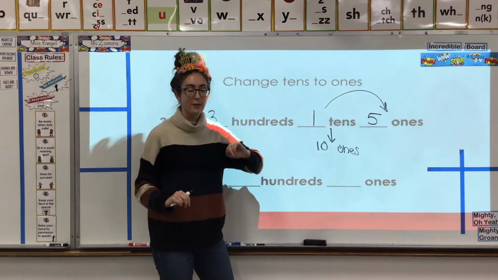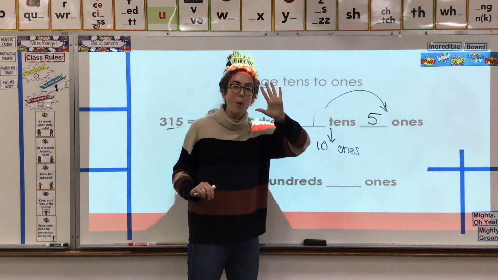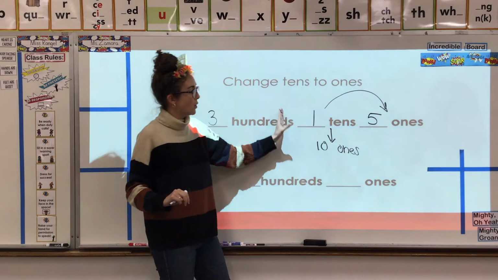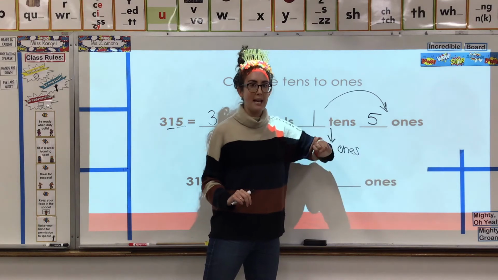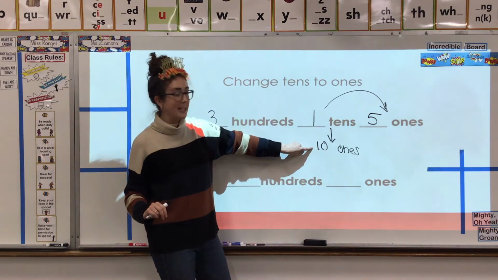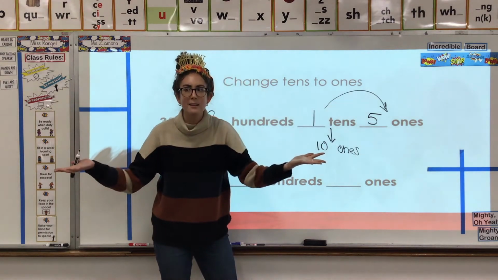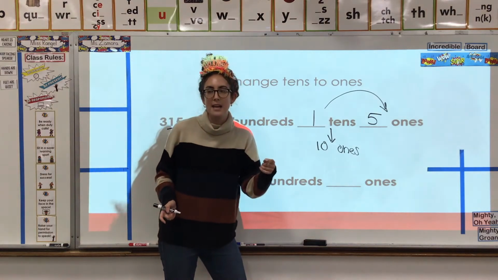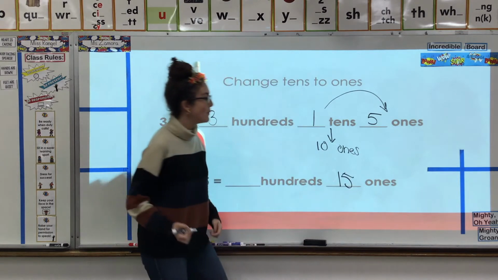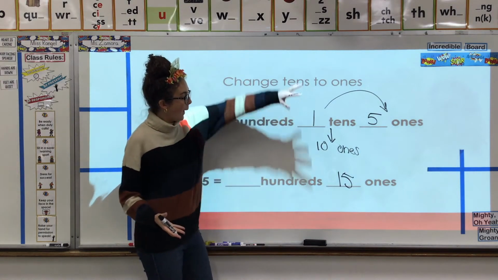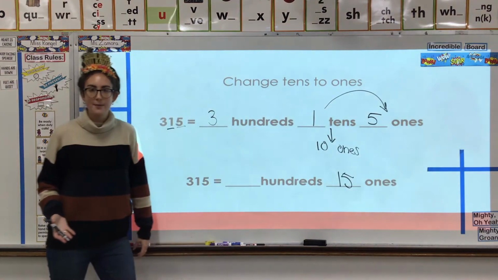But we have to add these to what we already have. How many ones do we already have? 5. We already have 5 ones. So we need to take all the value of this 10 and add it to what we already have. So my friends, if we take 10 ones and add them to 5 ones, how many would we get? 10 plus 5 is 15. We would have 15 ones by changing this one 10 for an entire group of 10 ones.